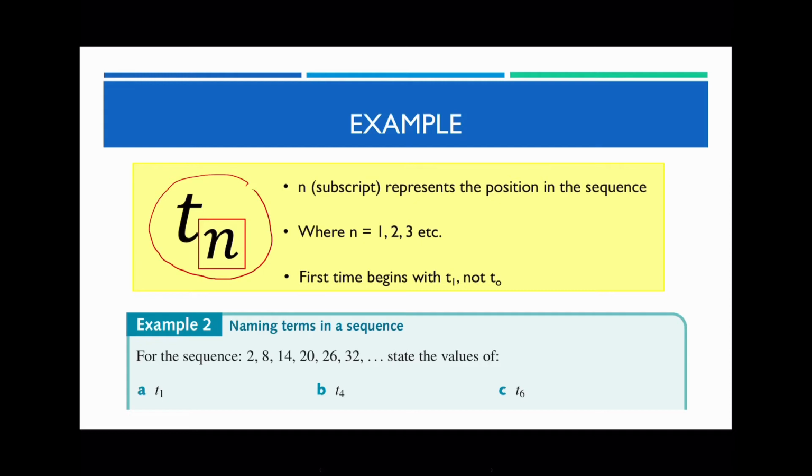It reads, for the sequence 2, 8, 14, 20, 26, and 32, state the values of T1, T4 and T6. T1, remember, indicates the first value within the sequence. So T1 in this example is equal to 2. Therefore T4 in this case equals 20, and T6 equals 32. This is quite easy stuff, but it's really important that you understand what these notations are.